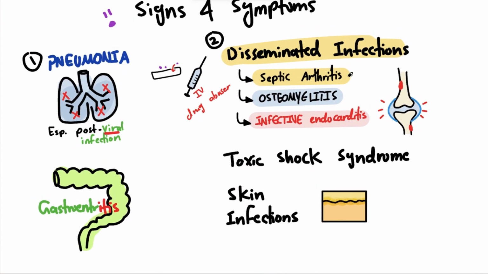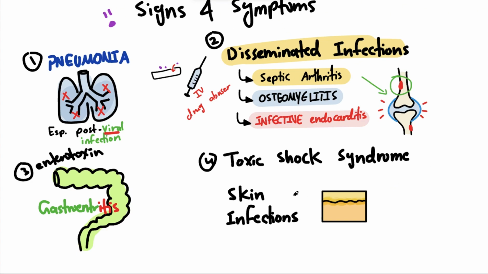This includes septic arthritis, like shown here, osteomyelitis, the infection of the bones, and lastly, infective endocarditis. It also causes gastroenteritis, and this is what we've just discussed. It's due to enterotoxins. Toxic shock syndrome is due to TSST1 toxin that we've just discussed.